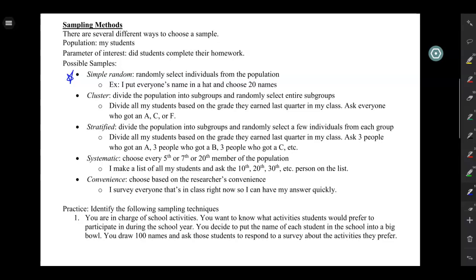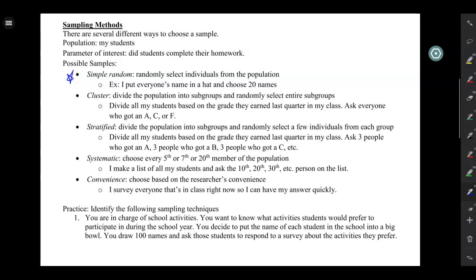So in a cluster sample, you divide the population into subgroups. So you take like all 100 people, divide them into groups of like 10 based on some trait. And then you randomly select an entire subgroup. So for example, I could take all my students and divide them into groups based on what grade they got during the last quarter. So I have a group of people that got A's, a group that got B's, C's, D's, and then F's.